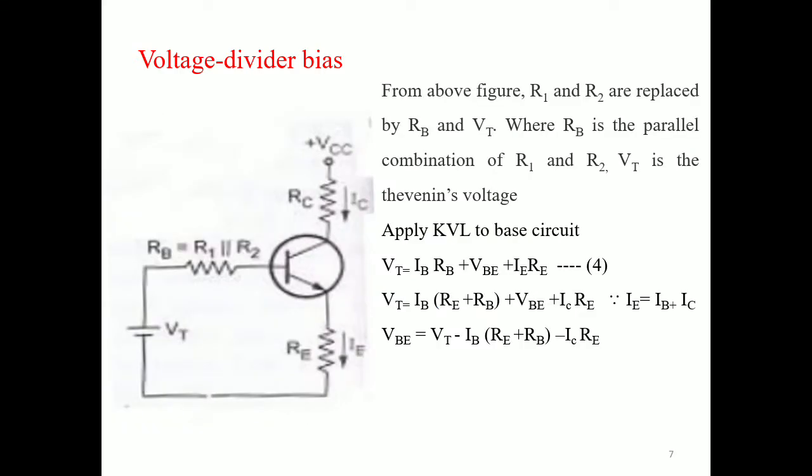After this we can go for the simplified voltage divider bias. For this we can replace R1 and R2 by VT and RB. So your RB is equal to R1 R2 divided by R1 plus R2. And your VT, the Thevenin voltage, is equal to IB RB plus VBE plus IE RE. So we have derived one equation: VBE is equal to VT minus IB of RB plus RE minus IC RE. So this is the voltage divider biasing DC analysis.